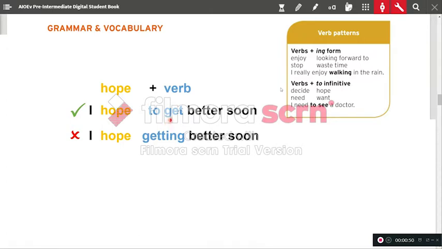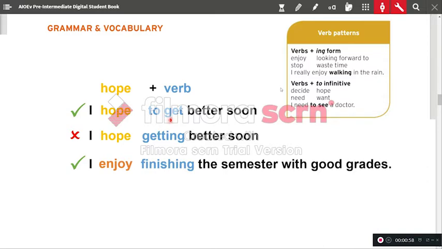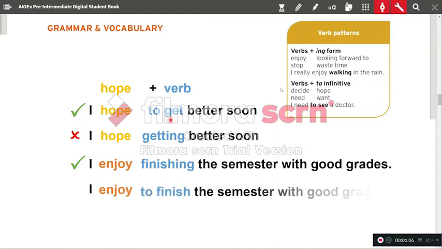But if we have another verb like enjoy, this is another verb that you can use next to another verb. You can say, I enjoy finishing the semester with good grades. So you can say this, but you cannot say, I enjoy to finish the semester with good grades. This is incorrect. When you say enjoy, you must use the next verb in ing. And when you say hope, you must use the next verb in infinitive form.